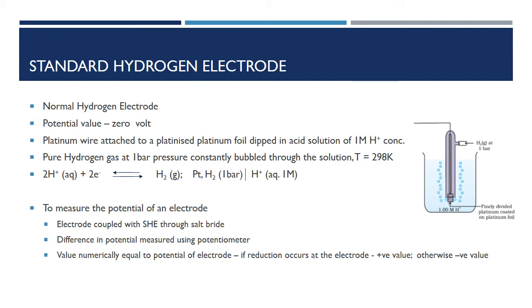through the solution. To measure the potential of an electrode, it is coupled with the standard hydrogen electrode through a salt bridge. The difference in potential is measured using a potentiometer, and the value so obtained is numerically equal to the potential of the electrode. If reduction occurs at the electrode, the value is positive, otherwise it is negative.